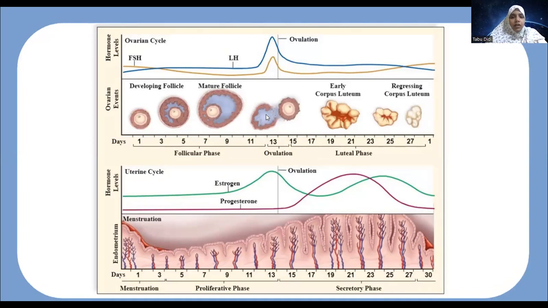Okay, just have a look. You can see all the hormones over here. FSH, LH, and then you will see estrogen and progesterone also. So when does FSH comes into picture? When does LH comes into picture? When is progesterone and estrogen coming into picture? Have a look and let me know if you have any doubts.